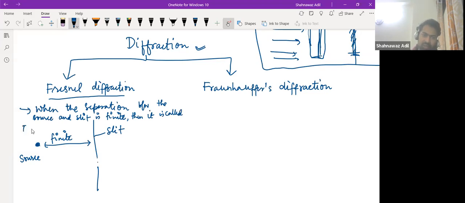Fresnel diffraction. And when you guys go to graduation, you will do all these practicals. These are very beautiful practicals. You see those parallel diffraction patterns and those interference patterns. Those are quite nice. So Fresnel diffraction.